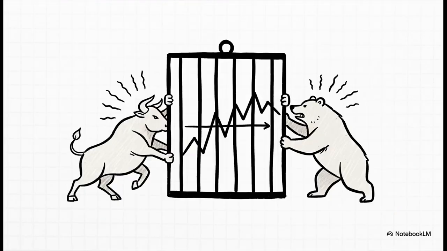Okay, so what about when the market isn't clearly bullish or bearish? Well, that's when it's in consolidation. This is when the price just gets trapped in a range, moving sideways. You'll hear people call it a choppy market, and that's basically because there's no clear winner. The bulls and the bears are just locked in a stalemate.